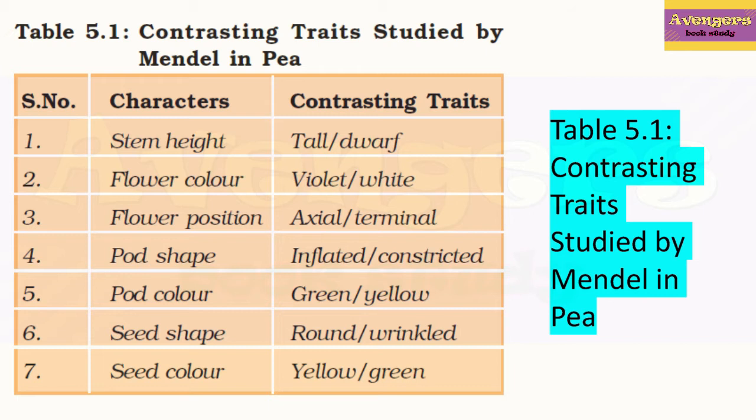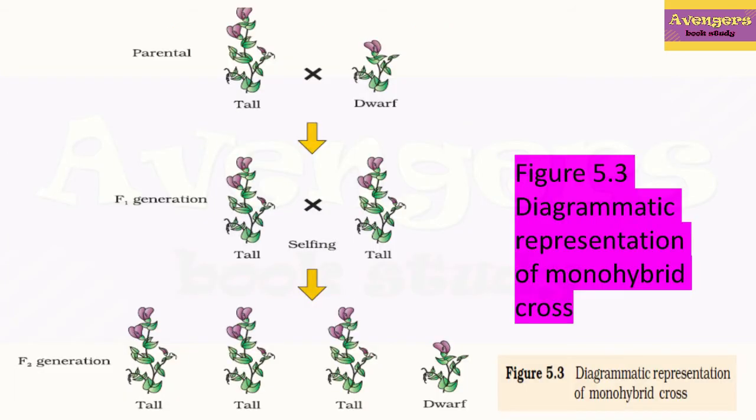Table 5.1: Contrasting traits studied by Mendel in pea. Figure 5.3: Diagrammatic representation of monohybrid cross.